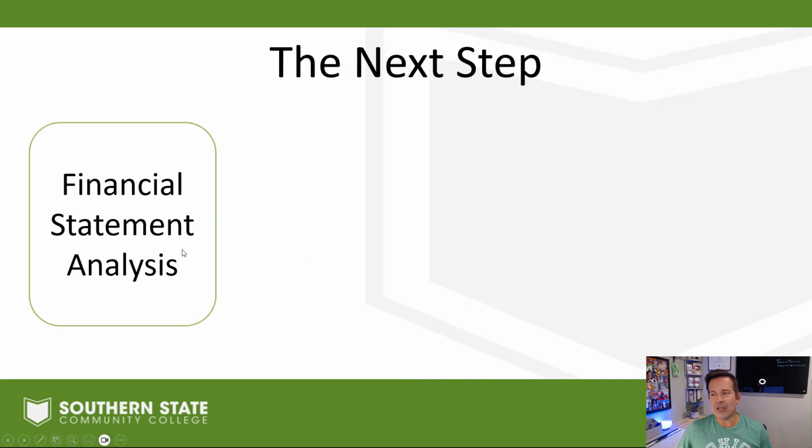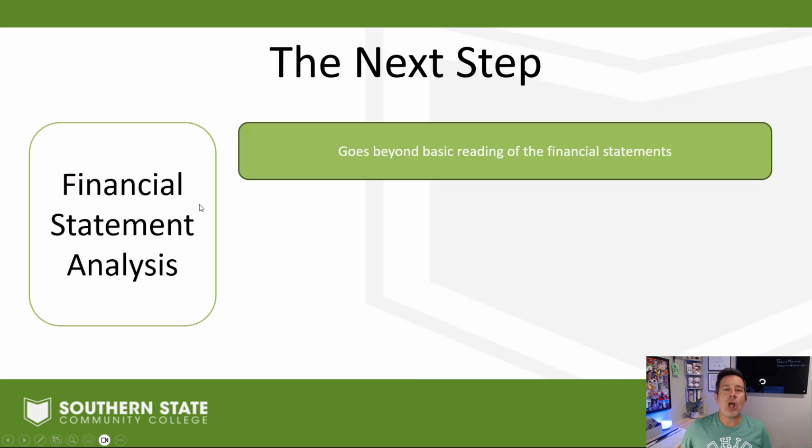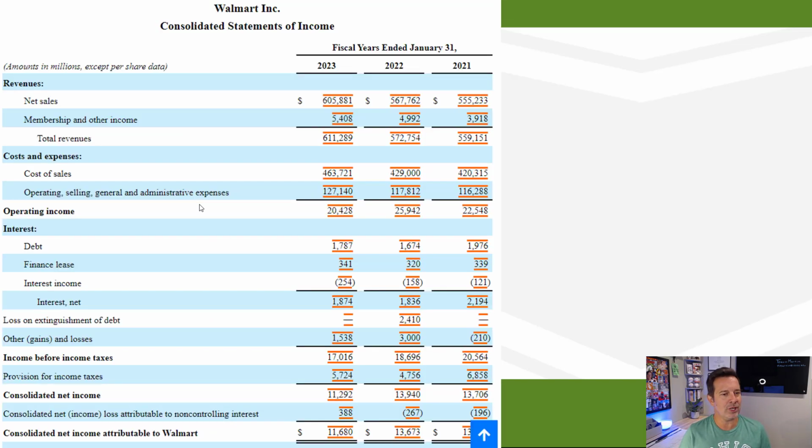Financial statement analysis. What are we doing? Well, we're going beyond just a basic reading of the financial statements. And what do I mean by that? Basic reading, for instance. Here's our income statement for Wal-Mart. And if I show you that, you'll probably look at that and say, oh, well, I can tell that revenue went up. Total revenues went up. I can tell that net income went down a little bit. Well, okay, that's a basic reading.